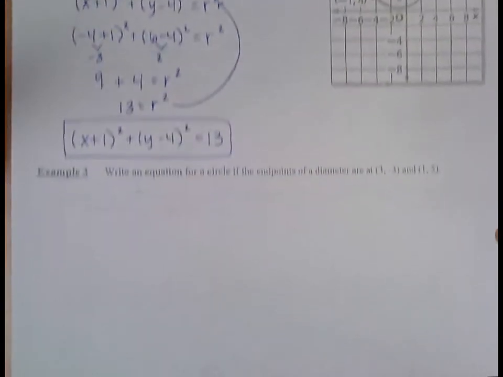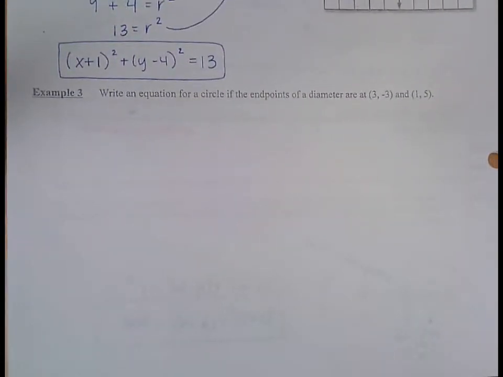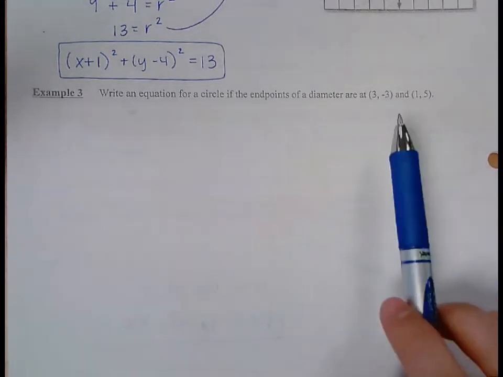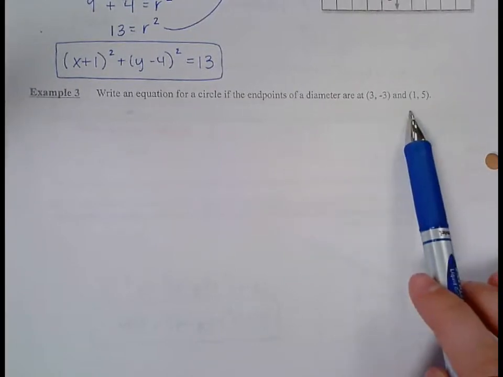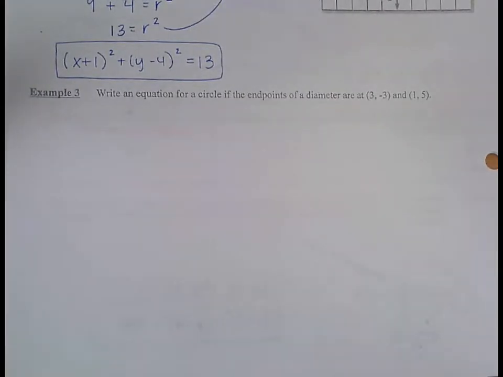And then example 3, again, is a little different. This one says write an equation for a circle if the endpoints of a diameter are 3, -3, and 1, 5. So here you are not given the center. You cannot just say, this is a common mistake I see, I see students just choose one of these points and call it HK. If these are endpoints of a diameter, neither one of these is your center. You can't just say one of these is HK unless you know it's a center.